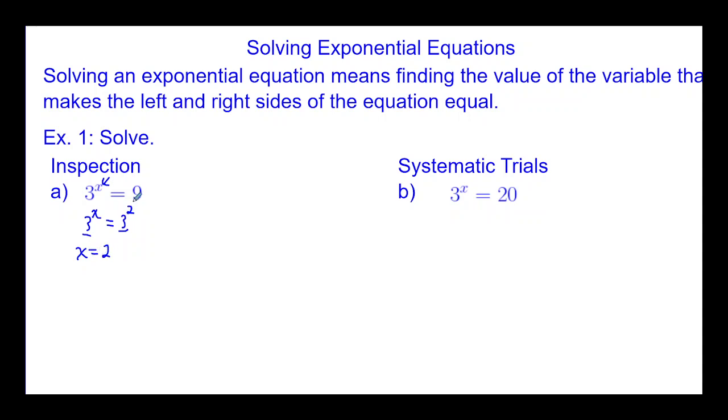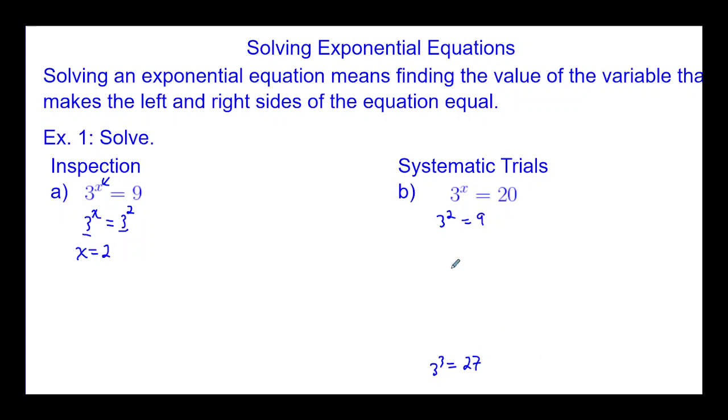All right, and the next method is what we call systematic trials. Basically, it's a method of trial and error, to guess and check, to try to make things work. So the idea here is, what value of x is going to make 3 to the x equal to 20? I know that 3 squared is too small. 3 squared is equal to 9. That's definitely too small. We're going to jump all the way down here because I also know that 3 cubed is 27. If you don't know that, you can certainly use a calculator.